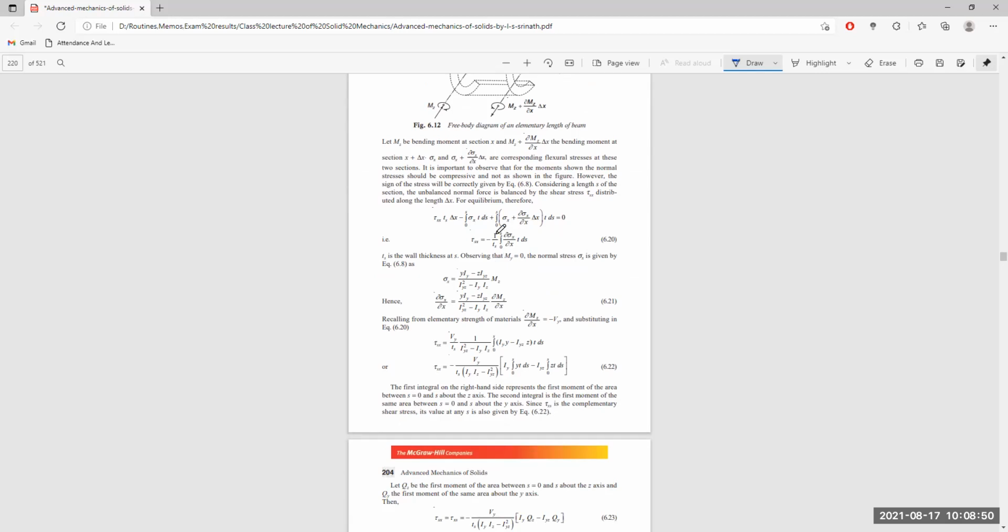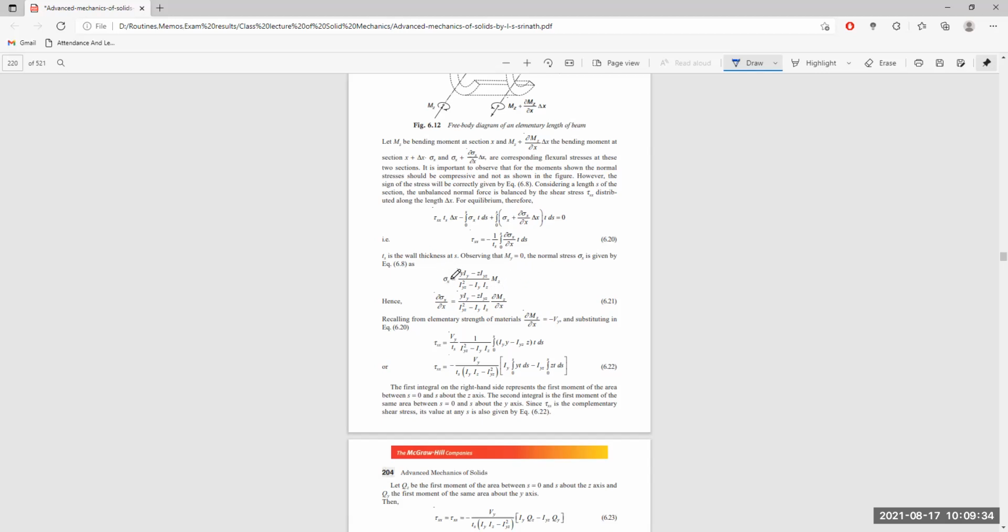So tau XS will become minus 1 by TS, integration from 0 to S of delta sigma X by delta X, multiplied by t into delta X itself, where TS is the total wall thickness at S. Observing that My is equal to 0, the normal stress sigma X is given by this equation, with Iy, Iz, Iyz and Mz, whereby Iyz squared minus Iy Iz is in the denominator.